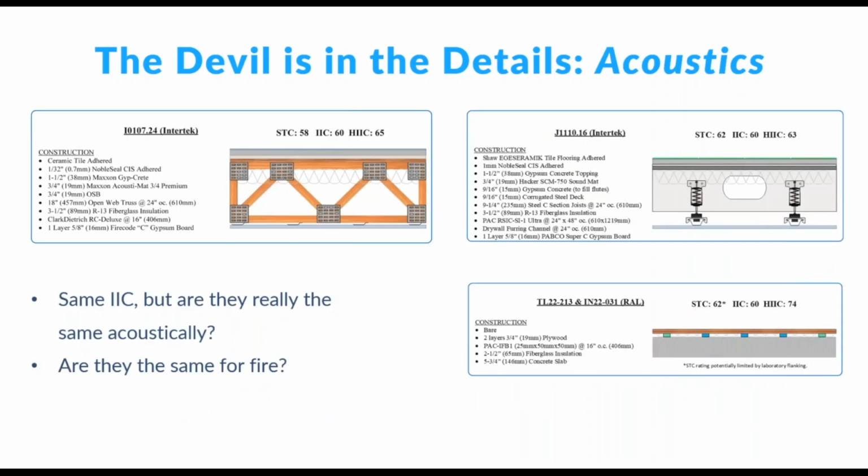In a similar fashion, we'll do the same thing for IIC. So here are some floor ceiling assemblies, all very different constructions, right? We've got a wood open web truss, we've got steel C-section joists with springs for the ceiling, and we've got a concrete slab with a floating floor on top of it. But they all happen to have actually tested in a real lab at IIC 60.